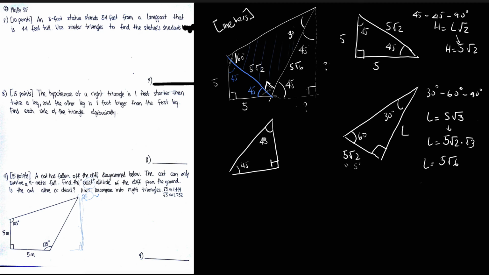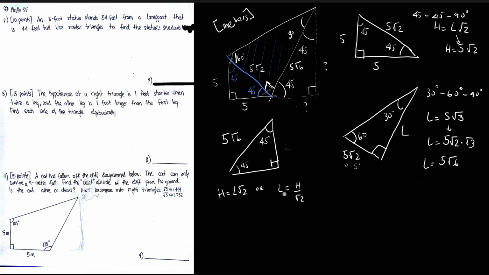45, 45. And the one that we just found is 5 root 6. How can I find this leg here? Recall that in a 45, 45, 90 degrees triangle, hypotenuse is equal to leg root 2, or the leg is equal to the hypotenuse over root 2. I might be able to do that. So let's find that out.